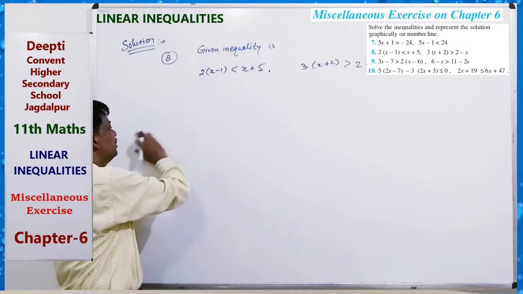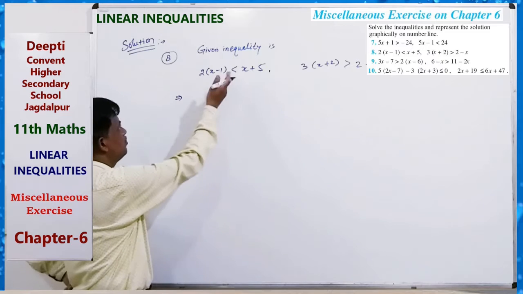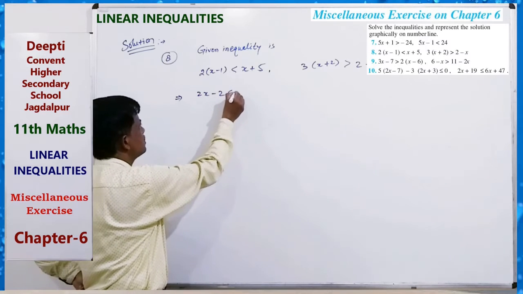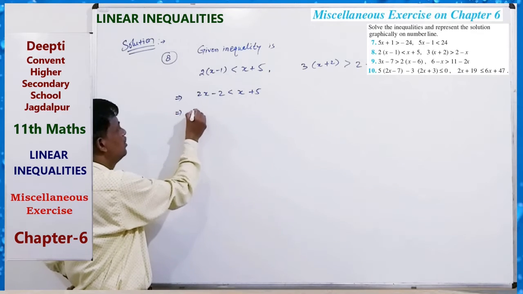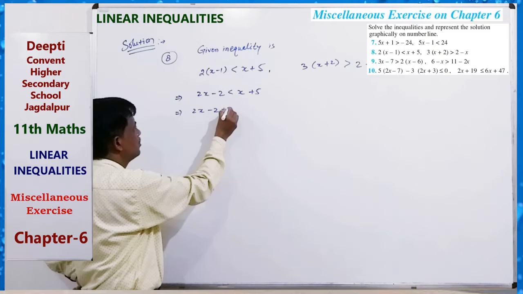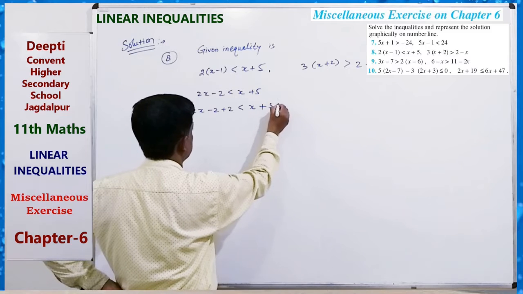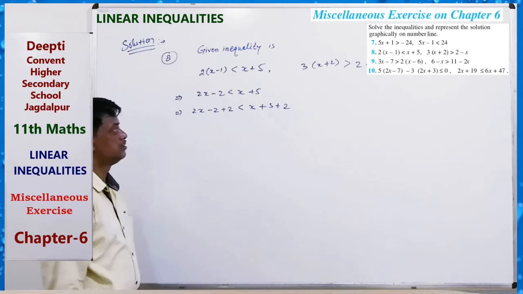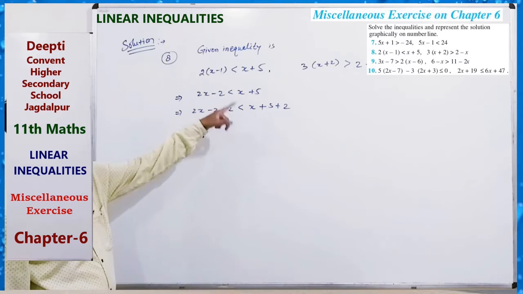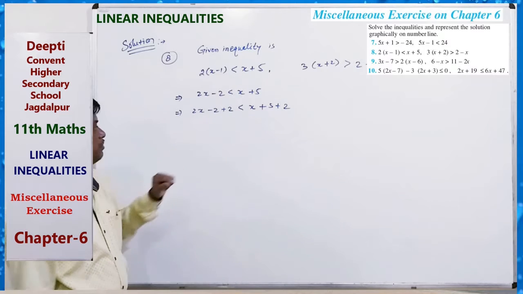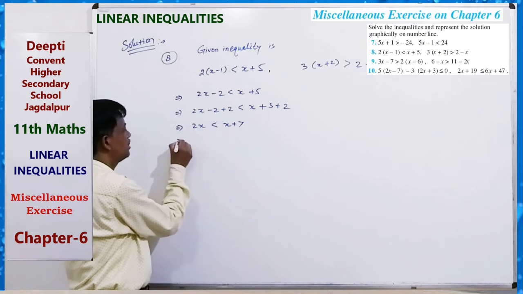And there we can solve first. Just solve it. 2x minus 2 is less than x plus 5. Now we can subtract or add on both sides. We can add 2 on both sides. So 2 cancels to 7. So here 2x is less than x plus 7. Now we can subtract x.